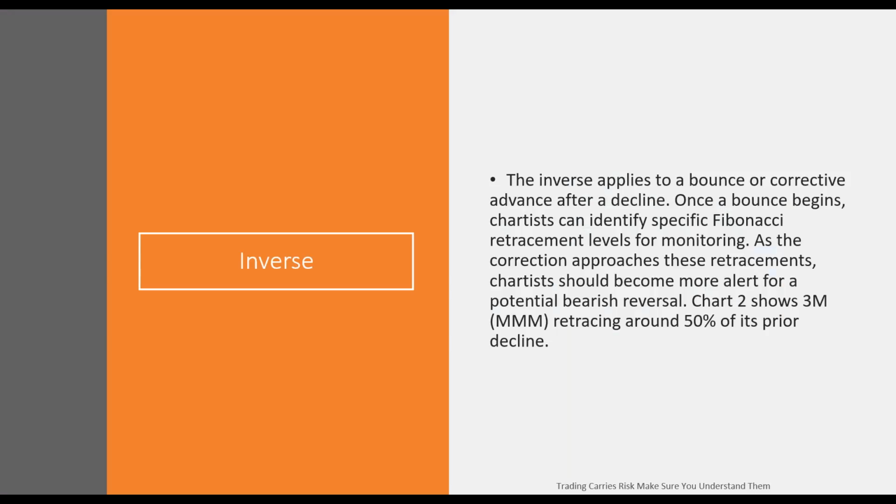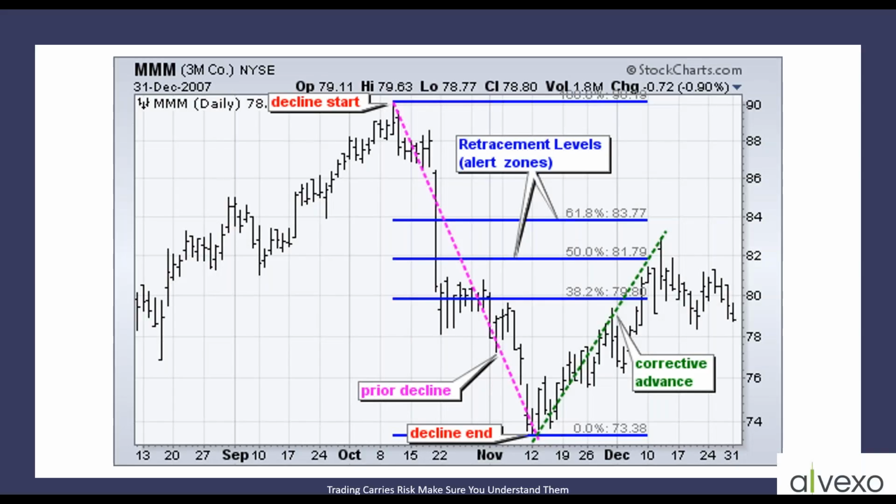The inverse applies to a bounce or a corrective advance after a decline. Once a bounce begins, chartists can identify specific Fibonacci retracement levels for monitoring. As the correction approaches these retracements, chartists should become more alert for the potential bearish reversal. So as we can see here in the 3M chart, we see the retrace around 50% of its prior decline.